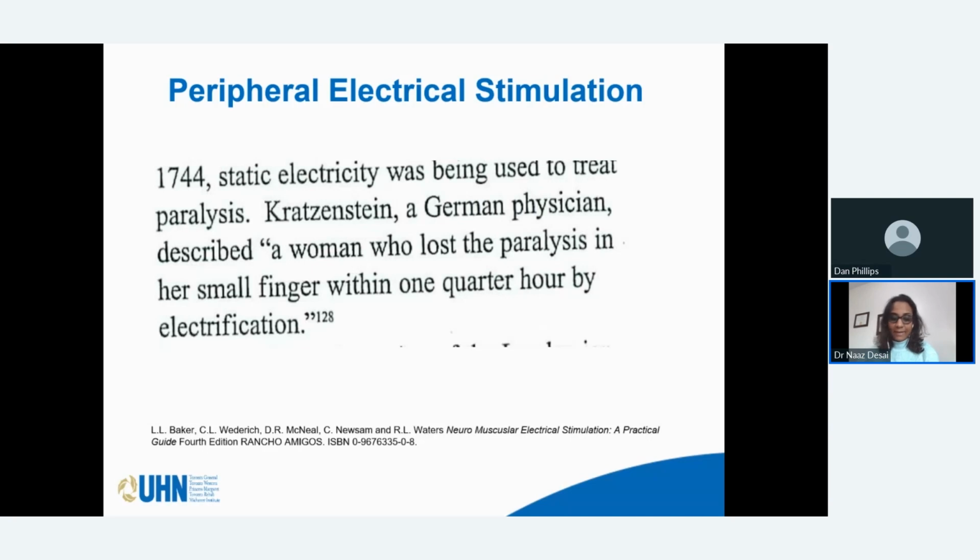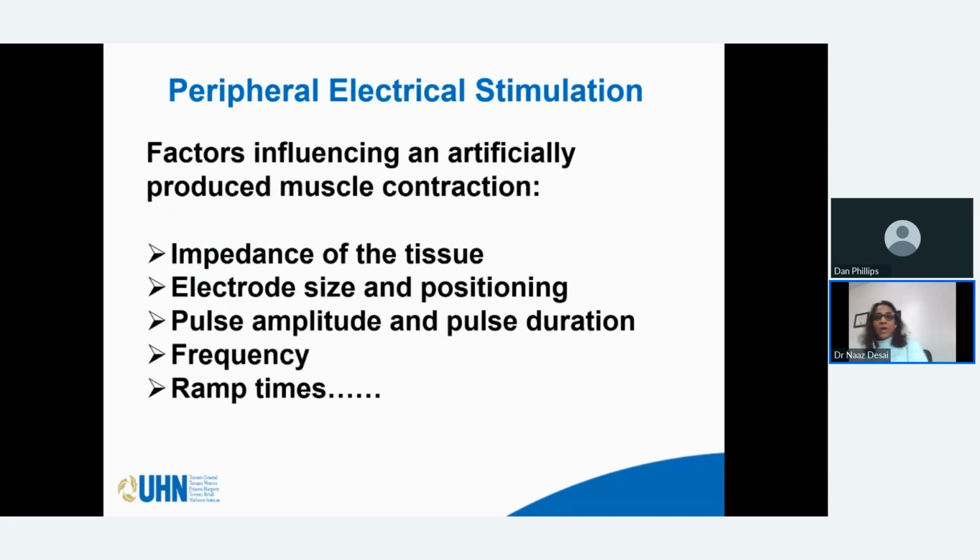what existed back then. So when we talk about peripheral electrical stimulation, we know that it is an artificially produced muscle contraction. And there are certain factors that influence this artificially produced muscle contraction. There are more than the ones listed on the screen, but these are probably the important ones. So first we'll talk about impedance, or the resistance that the tissue offers to the flow of current. Then we'll talk about electrode size and positioning, pulse amplitude, pulse duration, frequency, and ramp times.